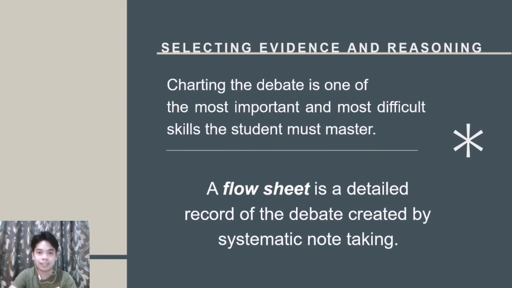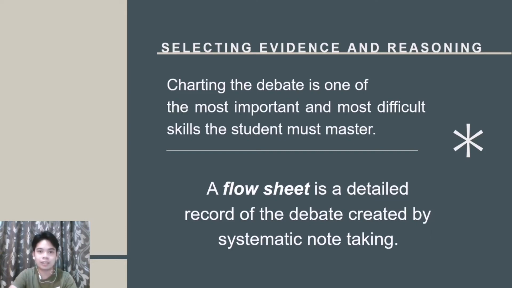A flow sheet is a detailed record of the debate created by systematic note-taking. An accurate flow sheet will reflect every argument as it progresses through the 8 speeches in the debate. It will record evidence and will show which arguments were answered and which ones were dropped or not answered. The flow sheet is an indispensable tool for the debaters during a debate.